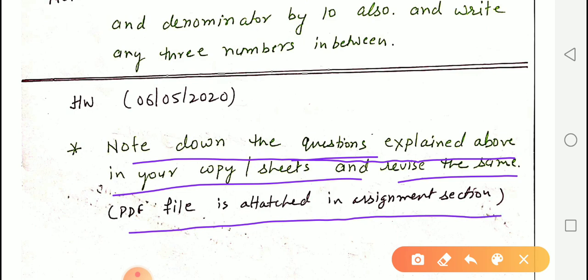So our last topic is over. In the next class, we will be doing some revision work.